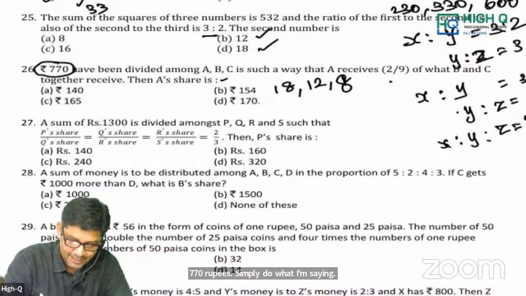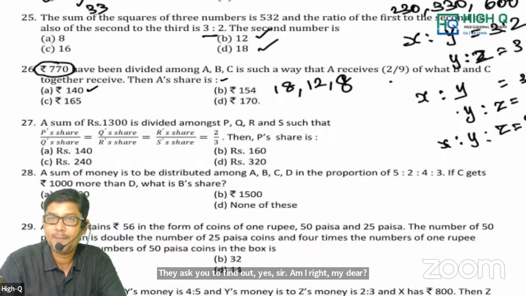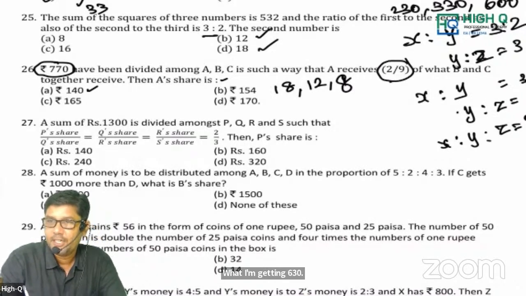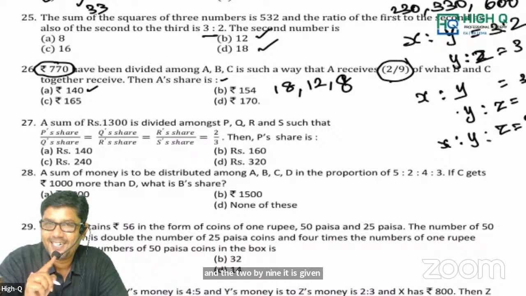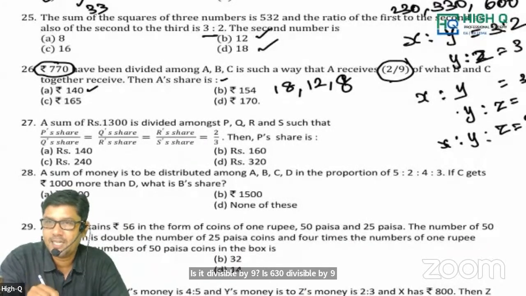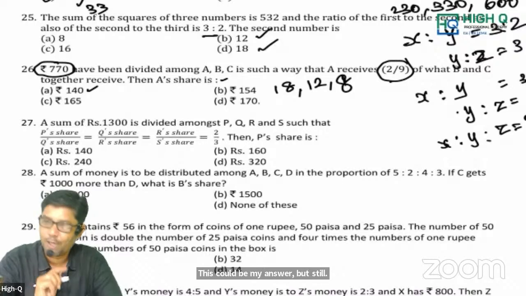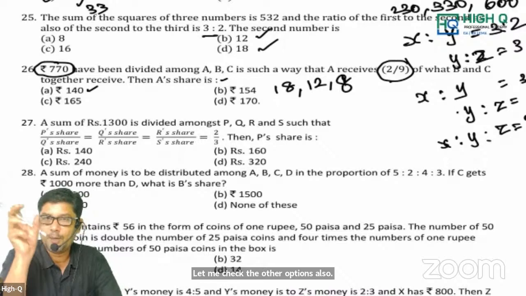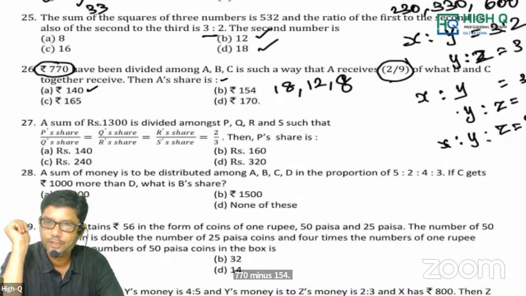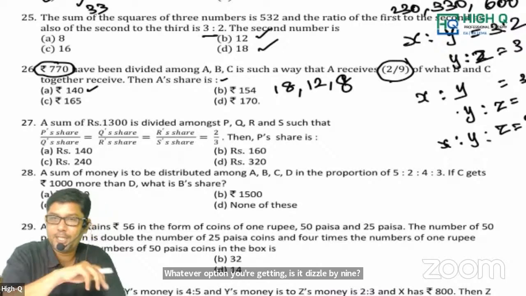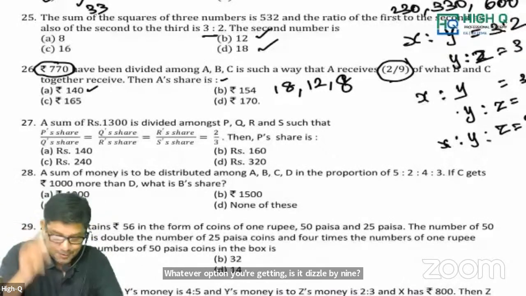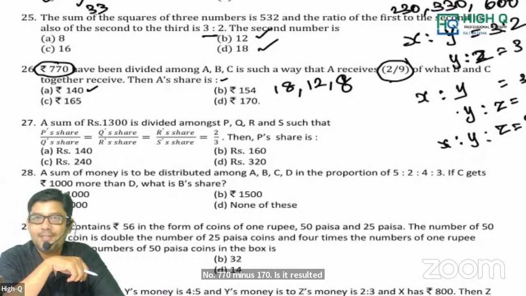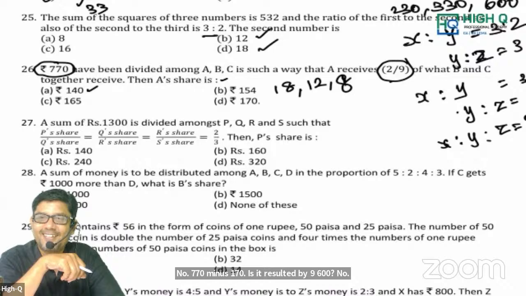So from 770, I'll remove 140. What I'm getting? 630. And the 2 by 9 is given, na? Is 630 divisible by 9? This could be my answer. But still, let me check the other options also. 770 minus 154. Whatever option you are getting, is it divisible by 9? No. 770 minus 165. No. 770 minus 170. Is it divisible by 9? 600? No. That's it.